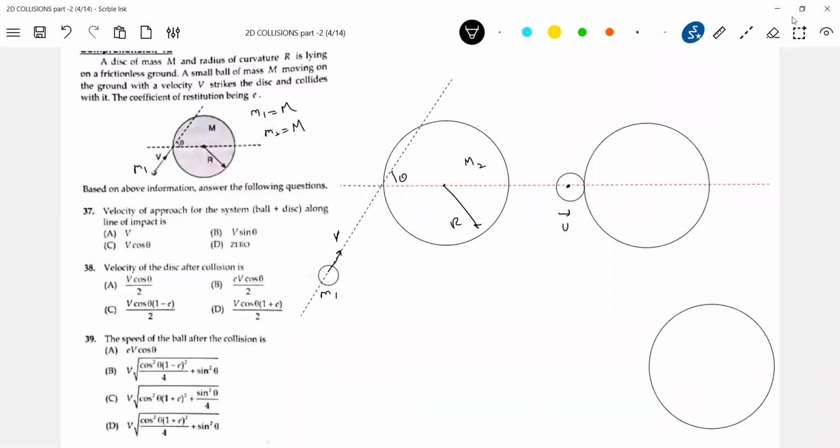u1 parallel. I'll put it. The other component will be u1 perpendicular. So what is u1 parallel? u1 parallel is v cos theta. u1 perpendicular is v sin theta. And how will the impulse act? The impulse will act in this direction.